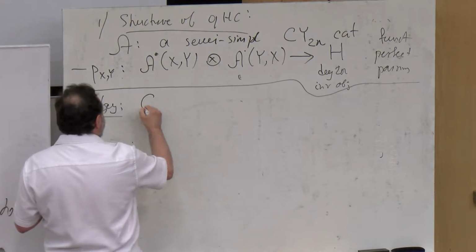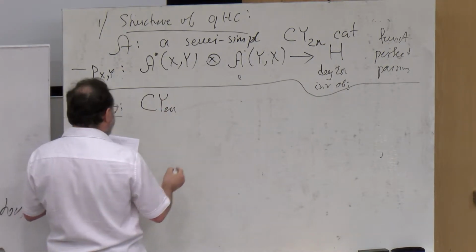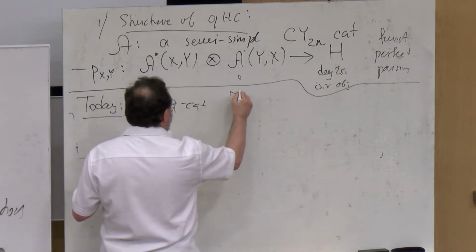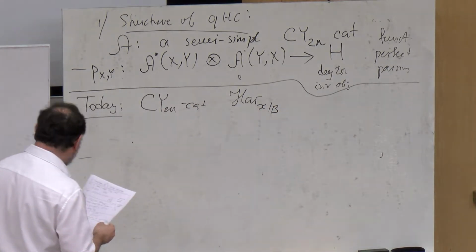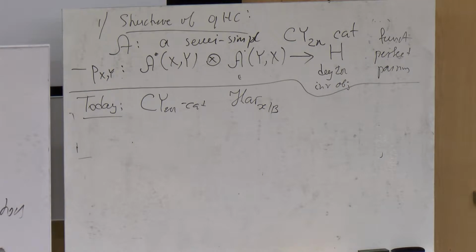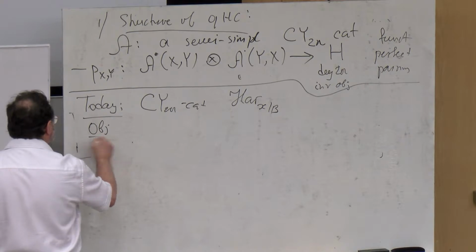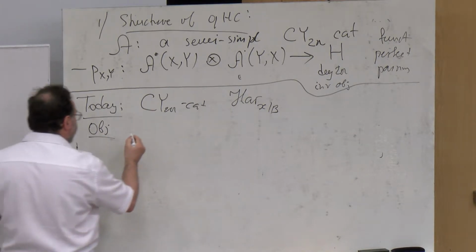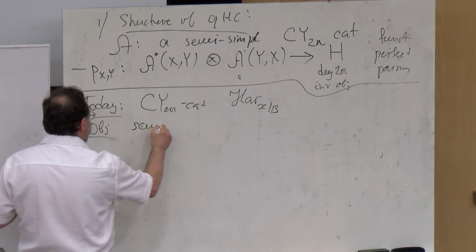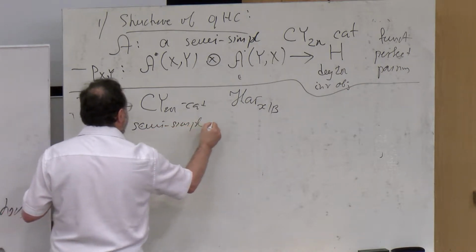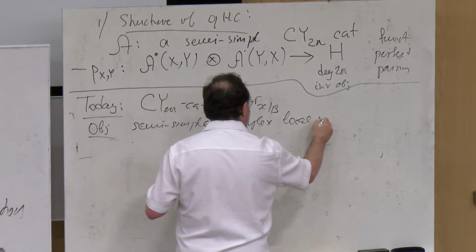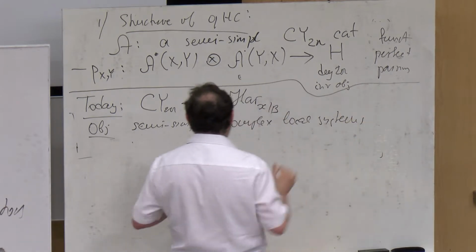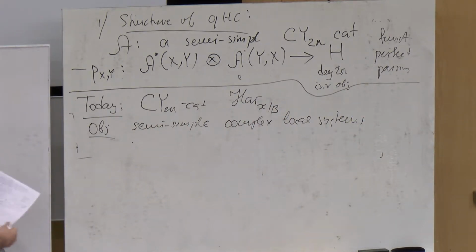So I will consider Calabi-Yau 2n category, which I denote Har X over B, category of harmonic bundles. Remember that we start with a relative situation over the base, and its objects, in spite of the word harmonic, are entirely topological, so this is just semi-simple complex local systems, maybe the shifts, on X.